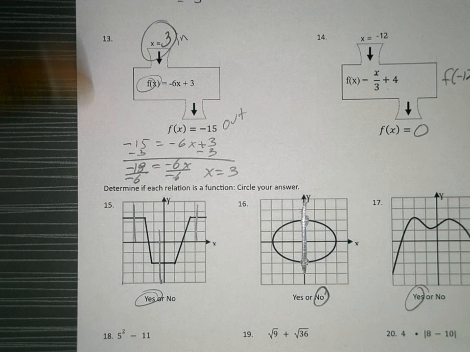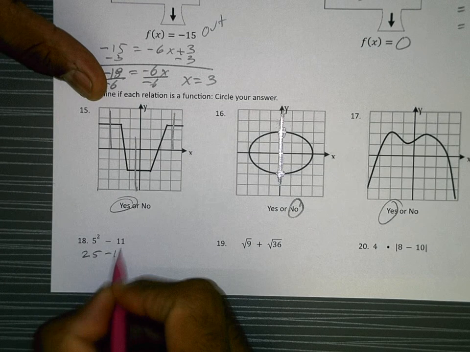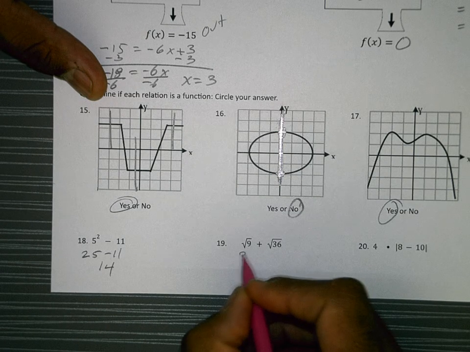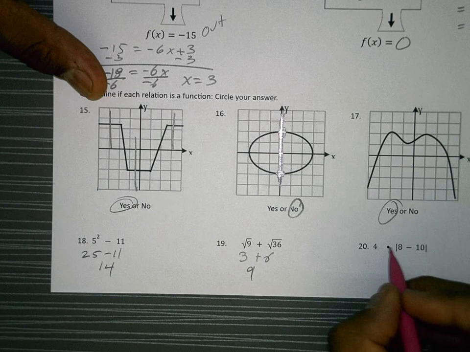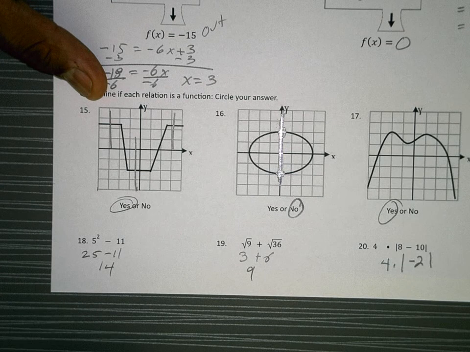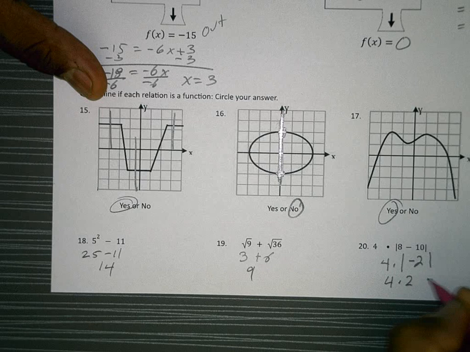And then down here at the bottom, we have a few order of operations questions. So we're going to do 25 minus 11, right? Exponents first. Here we're going to get 3 plus 6, and that's 9. So this dot is times, right? So I'm going to do the absolute value first. So it's going to be 4 times the absolute value of negative 2. That is going to turn into a 2. So the answer is 8.